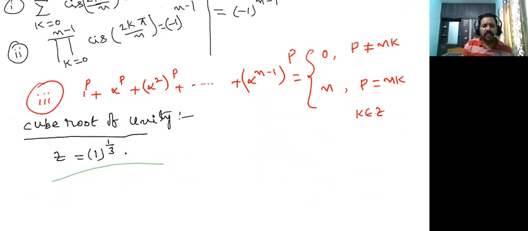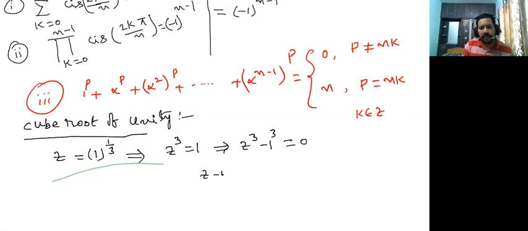Taking the 1 by 3 power to the left hand side, what happens? z cube is equal to 1. Now finally z cube minus 1 is equal to 0. This is in the form of a cube minus b cube. What is the formula? (a minus b)(a square plus ab plus b square) is equal to 0. So one of the roots we got: z minus 1 is equal to 0, which means z is equal to 1.